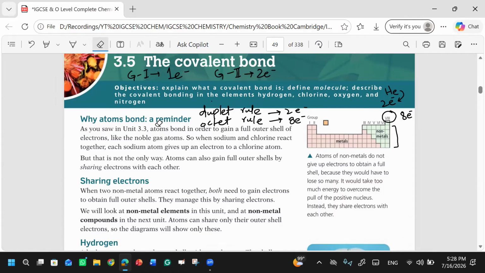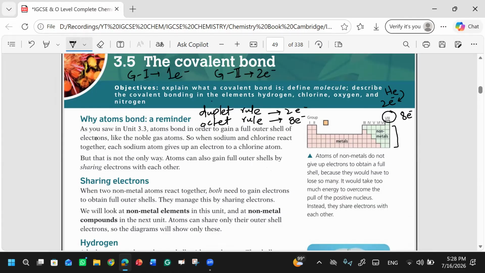So this is another type of bonding in which the two elements combine by sharing. They share their electrons with each other, right? So this is known as covalent bonding. In covalent bonding, we will see that atoms, they have mentioned, but that is not the only way.